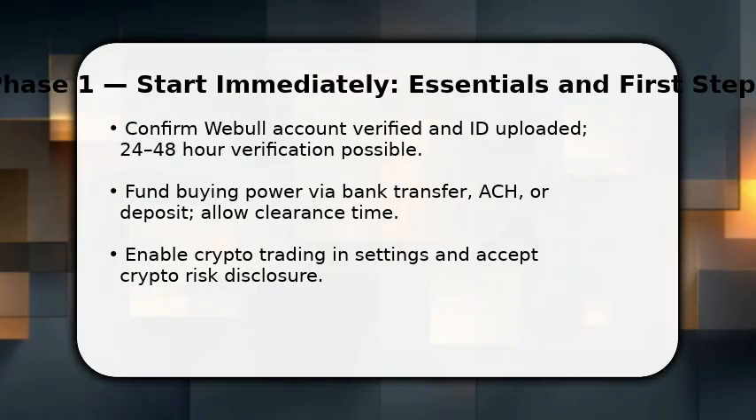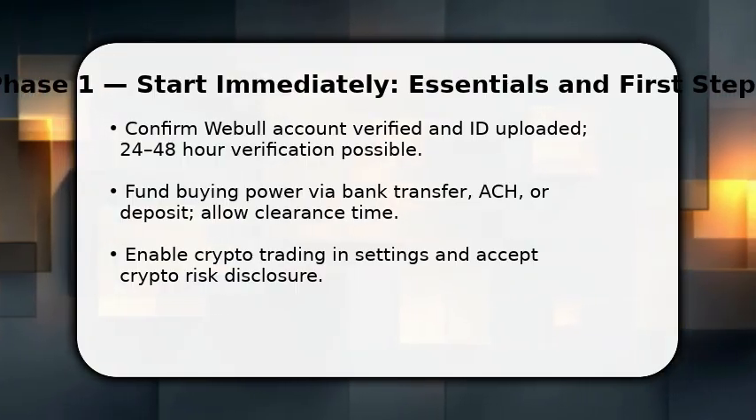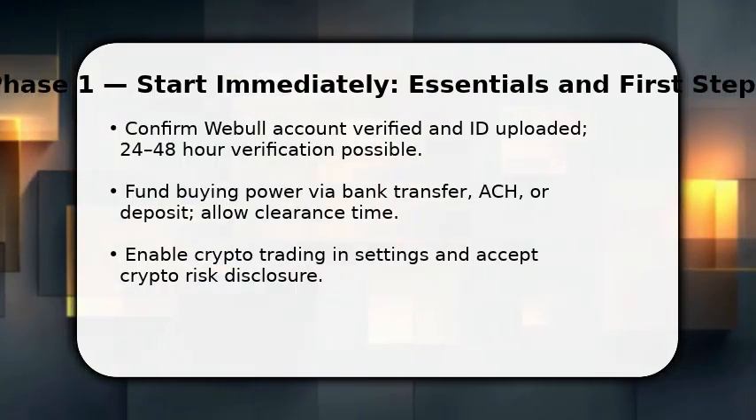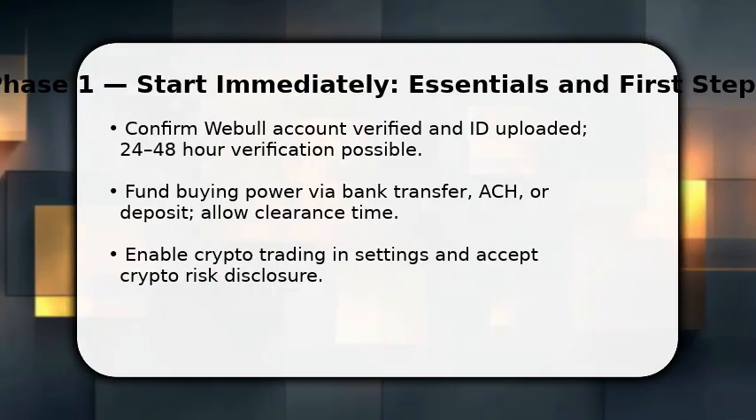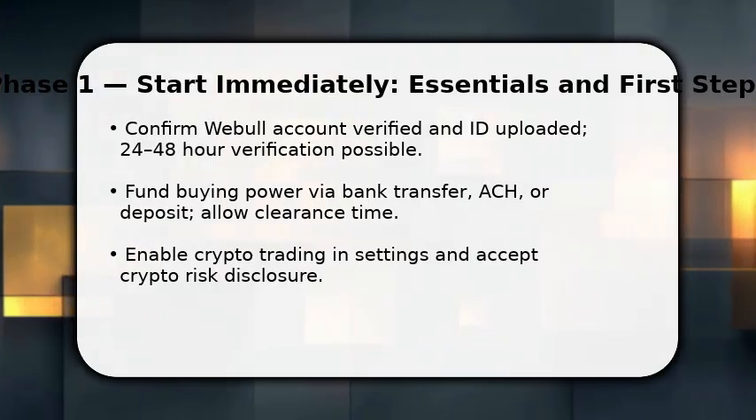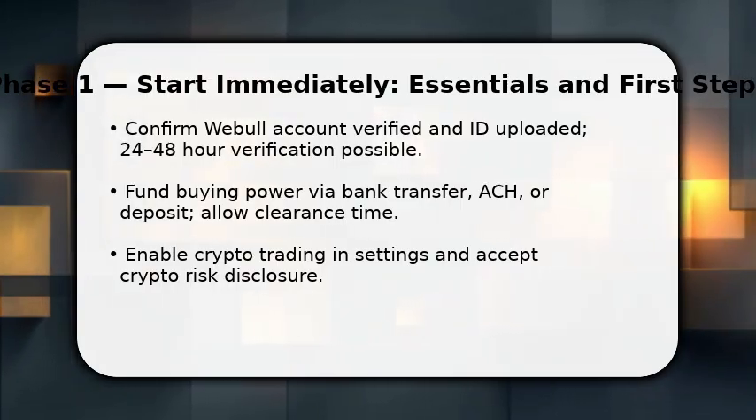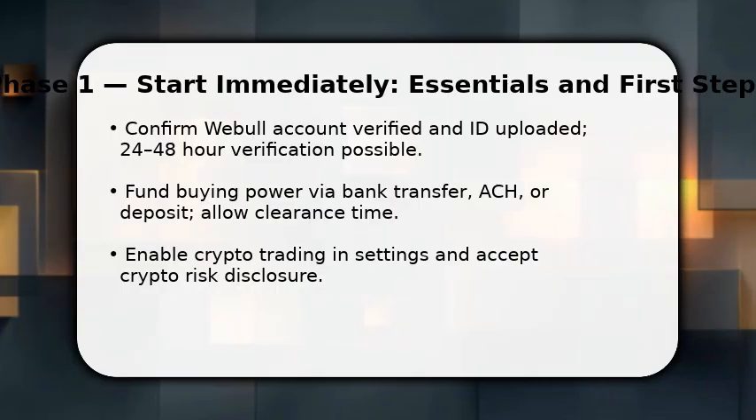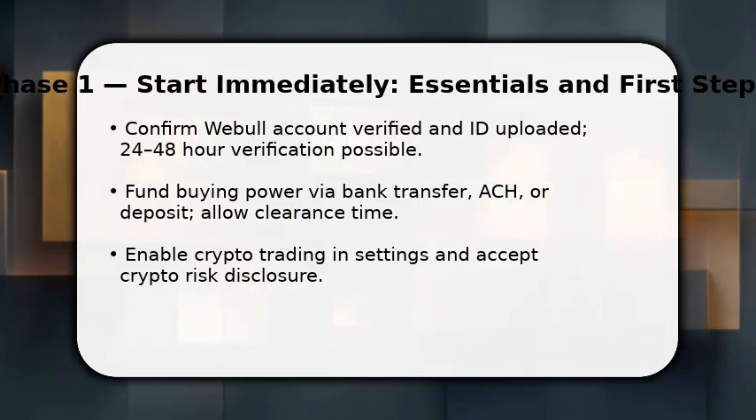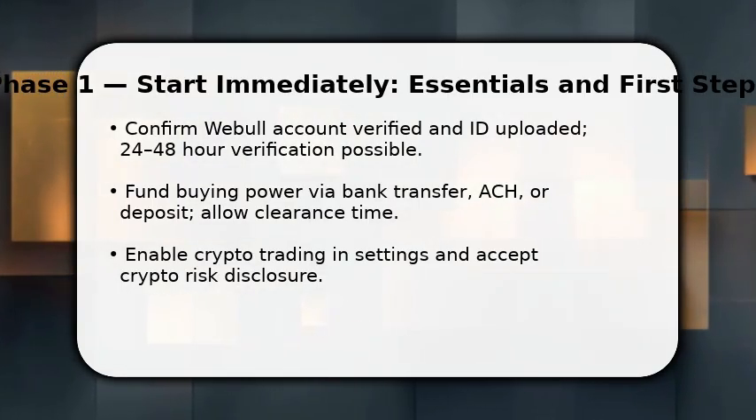You begin by ensuring your Webull account is verified and crypto trading is enabled. This avoids checkout delays. Once done, link your bank and initiate an ACH or wire to fund your buying power. Transfers may take 1 to 3 business days. Make sure to accept the crypto risk disclosure in settings so trading is permitted.